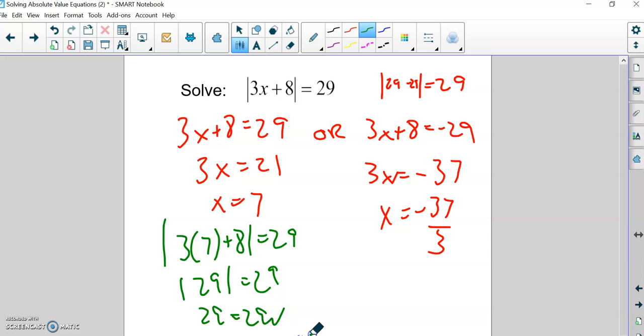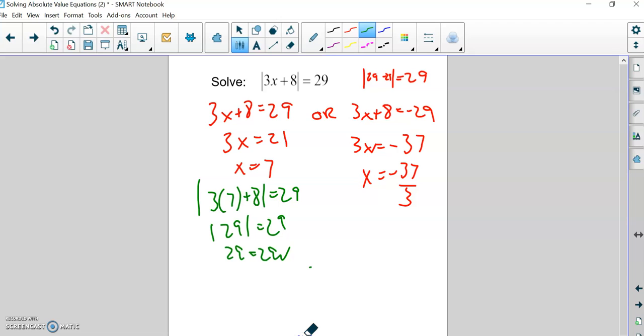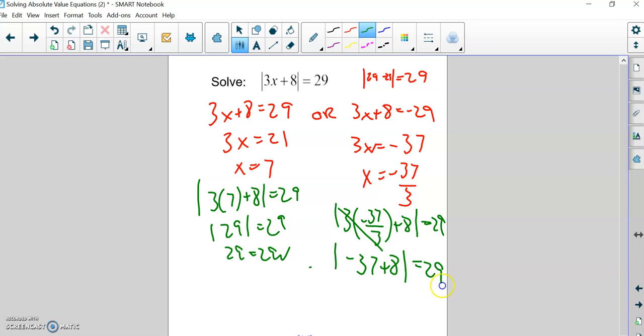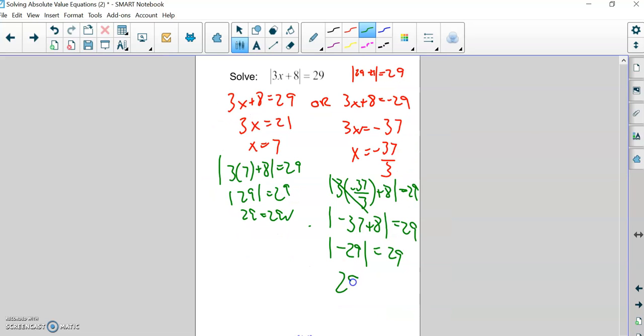Okay, if we check this one, the fraction part might be a little bit challenging at first, but you'll see that they do cancel each other out. So we have 3 times negative 37 over 3 plus 8, which is equal to 29. This is going to result in negative 37 plus 8, and then negative 37 plus 8 is negative 29. And the absolute value of that is 29. So we know that both of these are good answers.